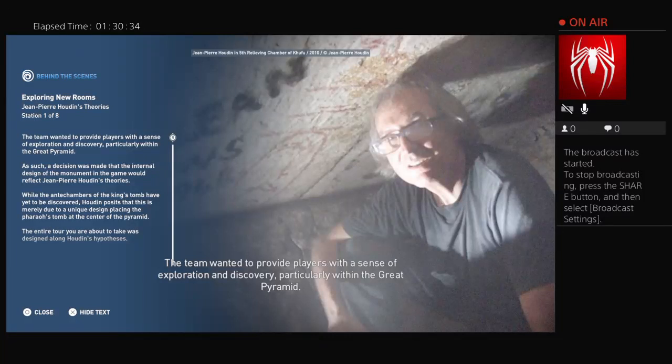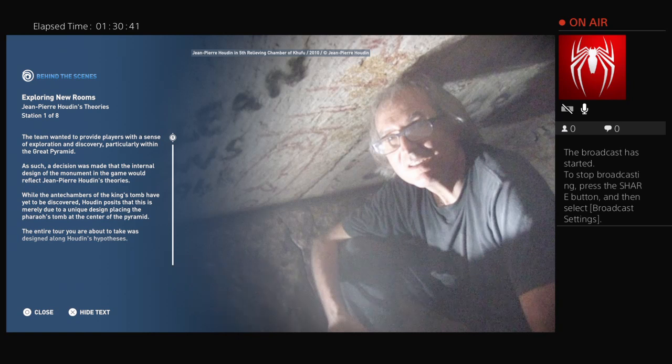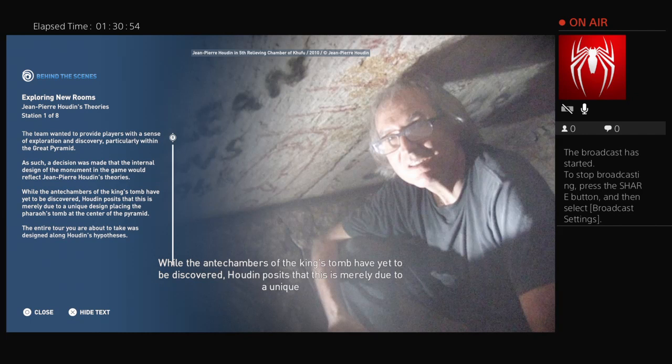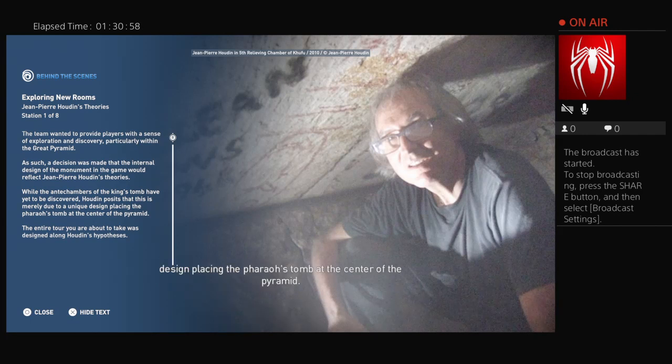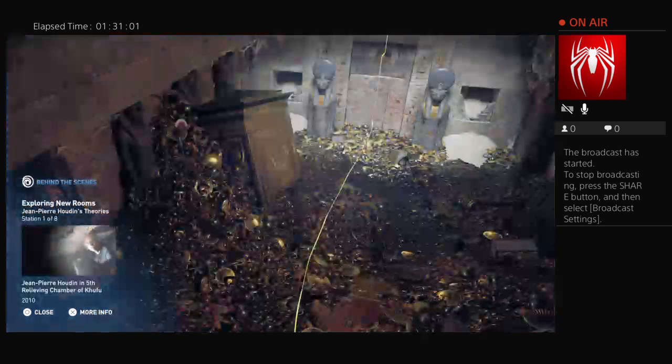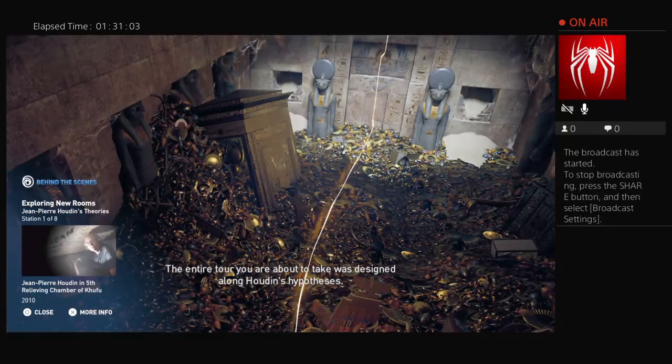The team wanted to provide players with a sense of exploration and discovery, particularly within the Great Pyramid. As such, a decision was made that the internal design of the monument in the game would reflect Jean-Pierre Houdin's theories. While the antechambers of the King's Tomb have yet to be discovered, Houdin posits that this is merely due to a unique design, placing the pharaoh's tomb at the center of the pyramid. The entire tour you are about to take was designed along Houdin's hypotheses.